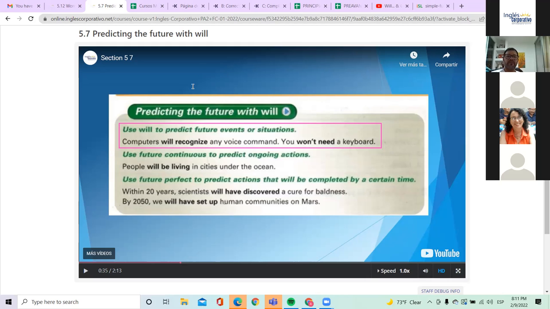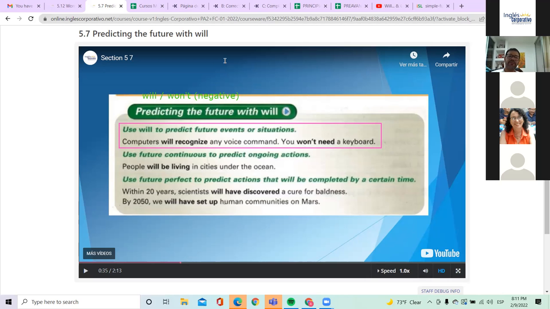What is the negative form of will if you want to say a negative sentence? Won't. In that case, computers won't. Right, won't. So we can use will or we can use won't, the negative form. Alrighty.